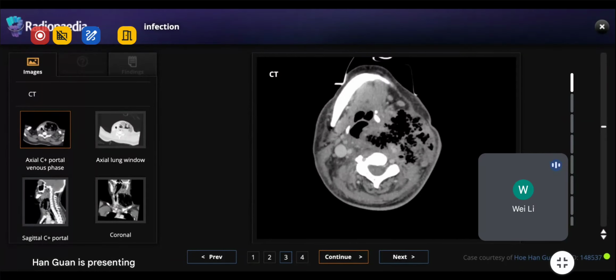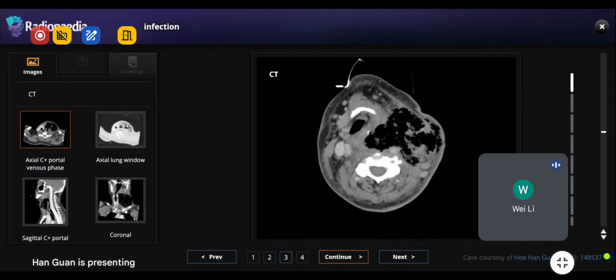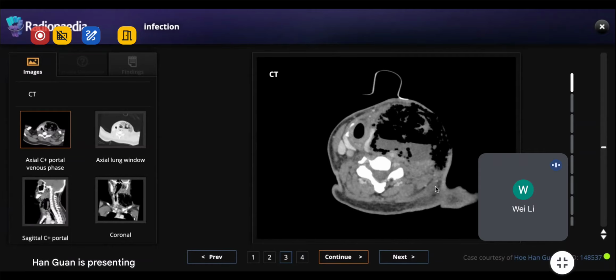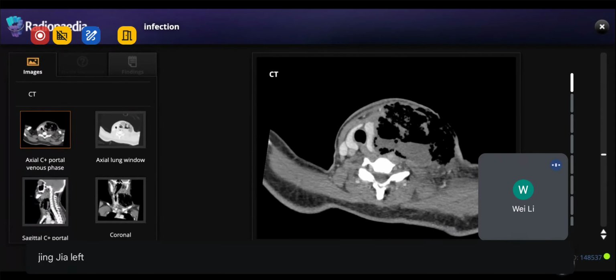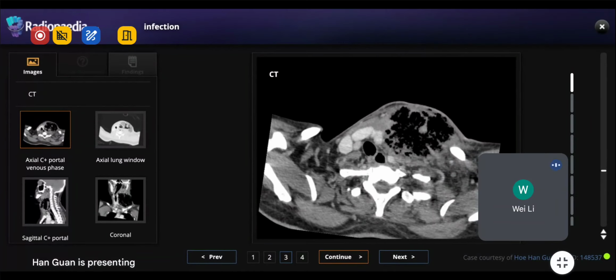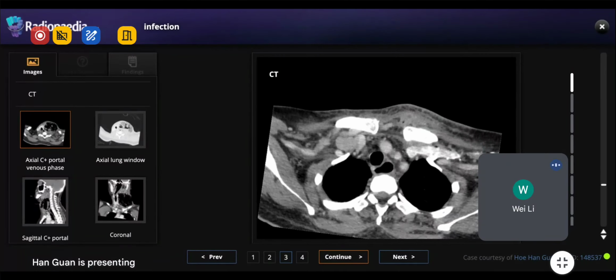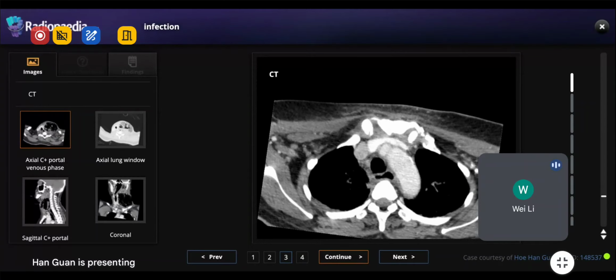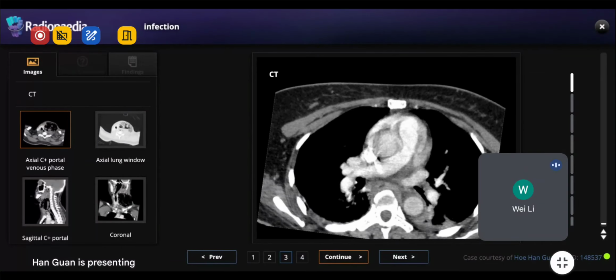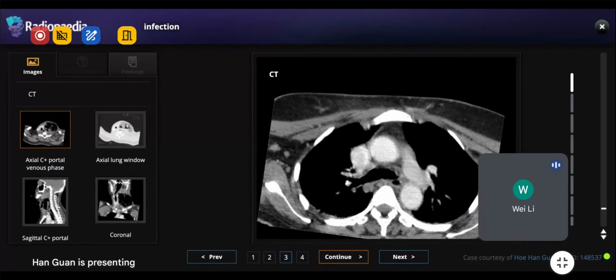The ipsilateral vessels, IJV and CCA, are not well seen. I would suspect thrombosis, especially of the IJV, in this case of infection. Going inferiorly, there does not appear to be any extension into the mediastinal space.